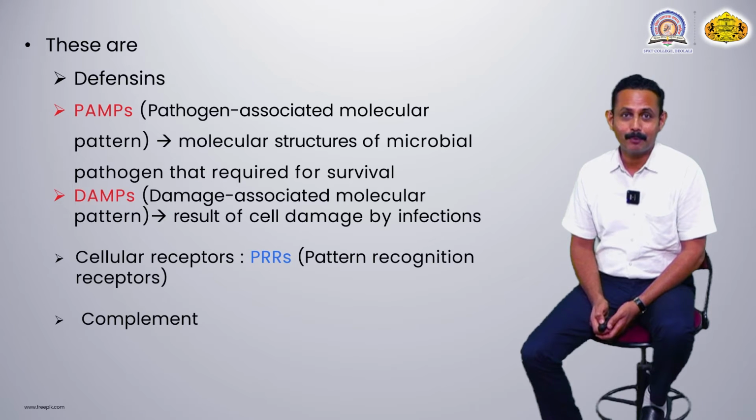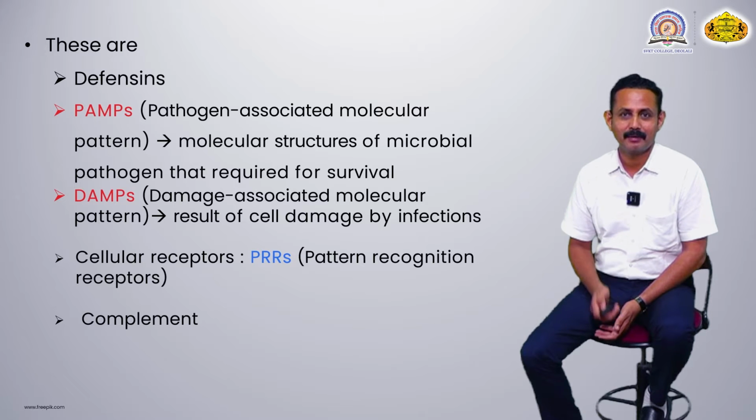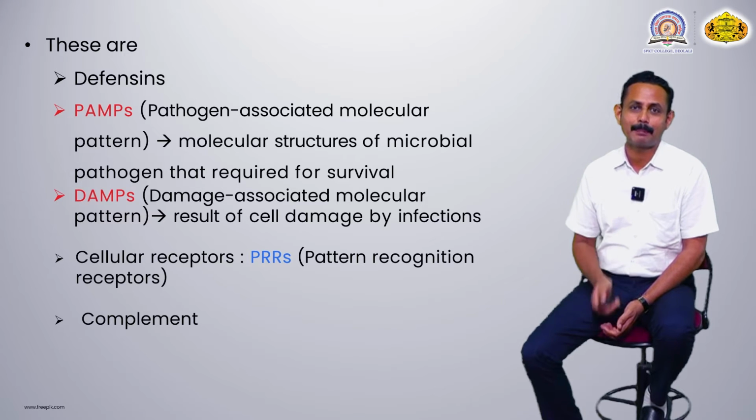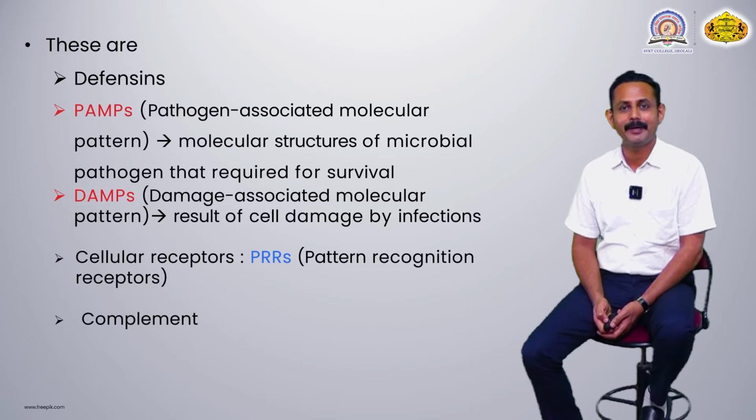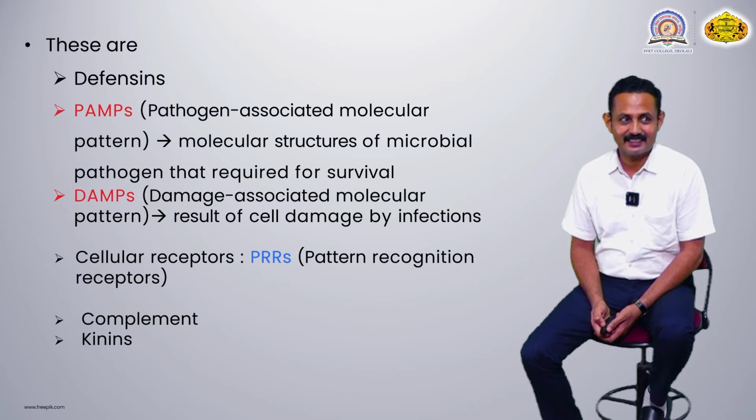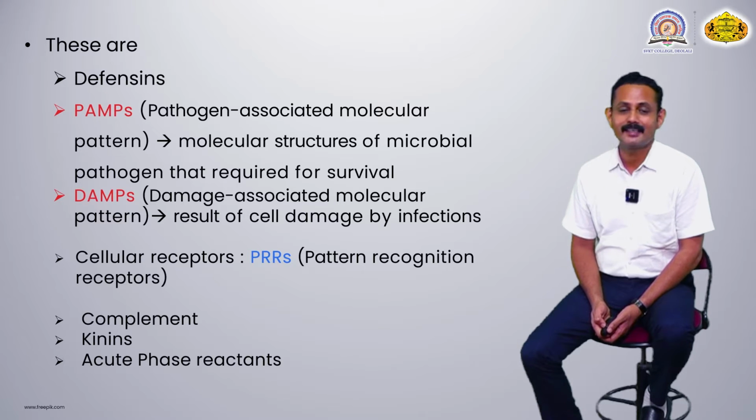The other type of component, the humoral component, is complement. Complements are proteins present in the blood of every individual, which come into action after stimulation by the antigen, and by sequential action they finally destroy the antigen or initiate other secondary immunological responses, especially the cell-mediated or antibody-mediated responses. Another mechanism is the kinins, which are secretions of the cells. Then another mechanism is the acute phase reactants.